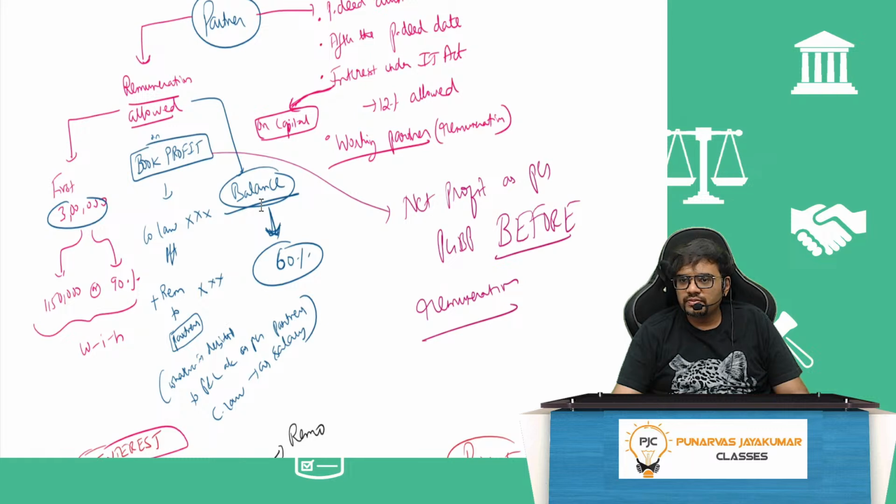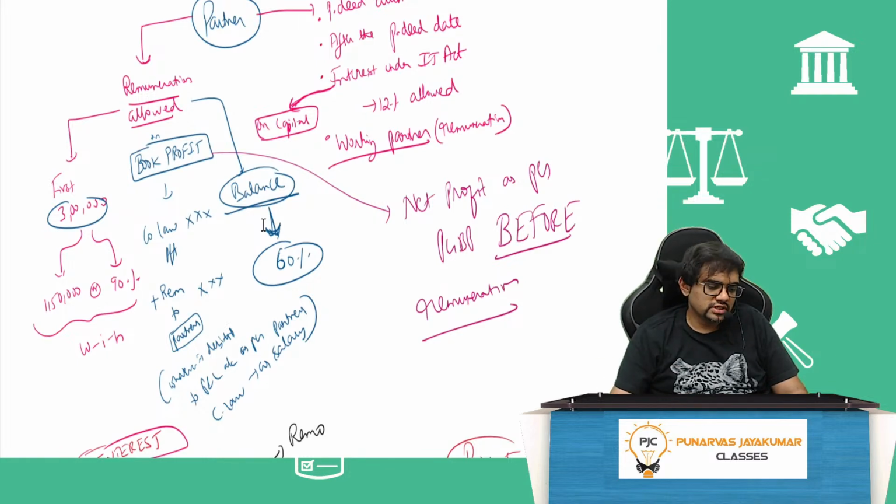So the book profit happened to be 5 lakh. For 3 lakh, you will get 1,50,000 or 90% of 3 lakh, that is 2,70,000. 2,70,000 or 1,50,000, whichever is higher, 2,70,000. Remaining 2 lakh, 60%. 2 lakh into 60%, 1,20,000. So you will get how much? 2,70,000 plus 1,20,000. 3,90,000 is the maximum remuneration to all partners put together. Anything more than that, disallowed.